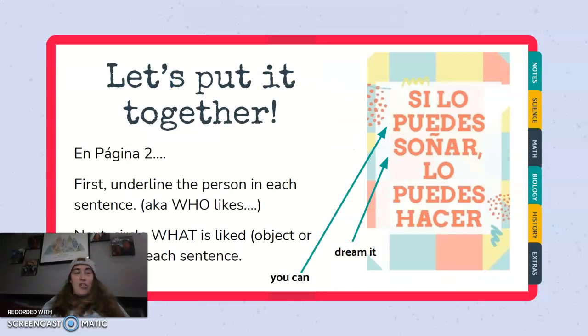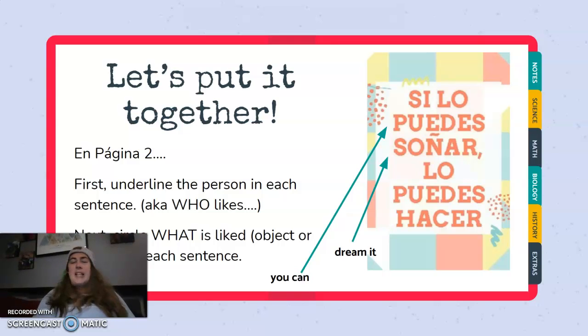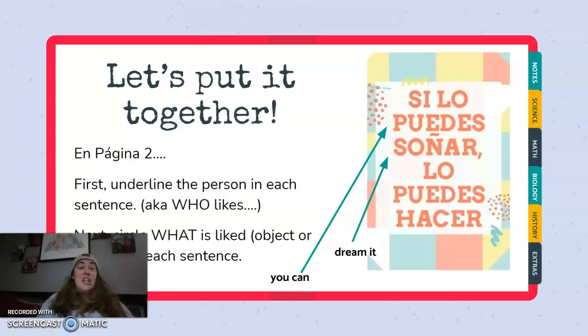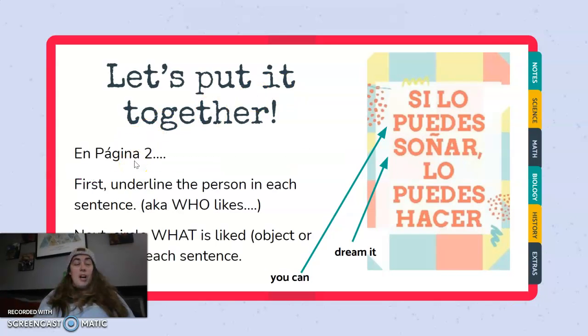Then we're going to put it together. So in Página 2, you're going to take a look at those sentences, and the first thing I want you to do is to go through each of those sentences and underline the person in the sentence, aka who is it that's liking or is it pleasing to? A little clue, look for the a and who it is. So you're going to use that prepositional phrase to be able to figure that out. So for example, a ti tells us, oh yeah, ti is our to whom, that's our emphasis. And so that's the part we would underline in número uno. All right, so uno a 20, you're going to go right down the list, decide your who.